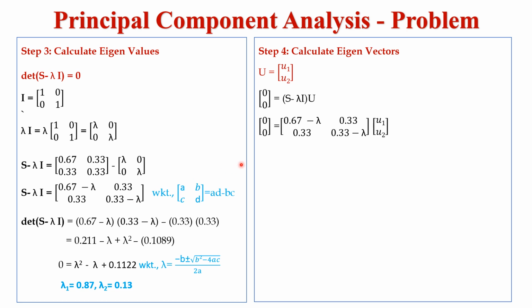After substituting S minus lambda I and the value for U, that is the U1, U2 column matrix, we can simplify this. That is 0.67 minus lambda into U1 plus 0.33 into U2, and 0.33 into U1 plus 0.33 minus lambda into U2.